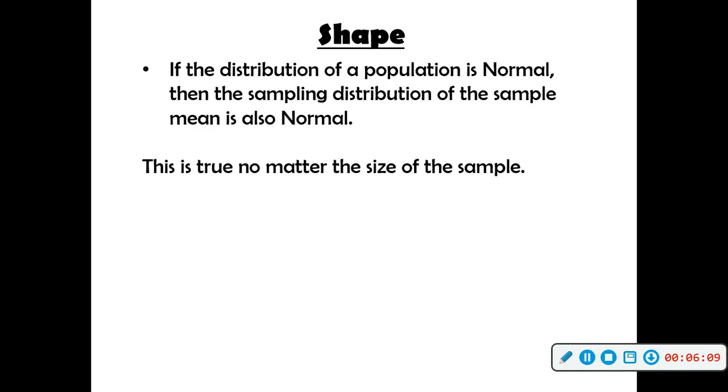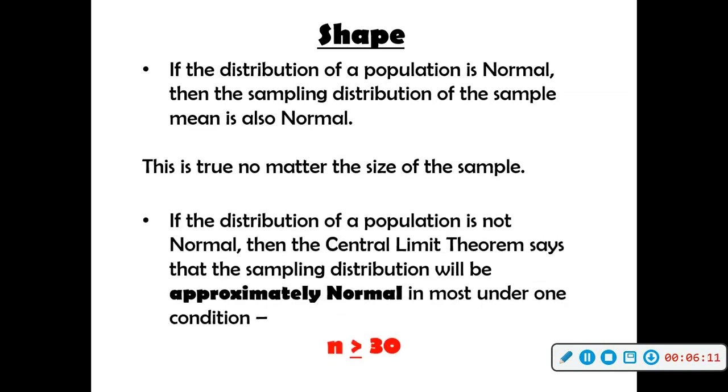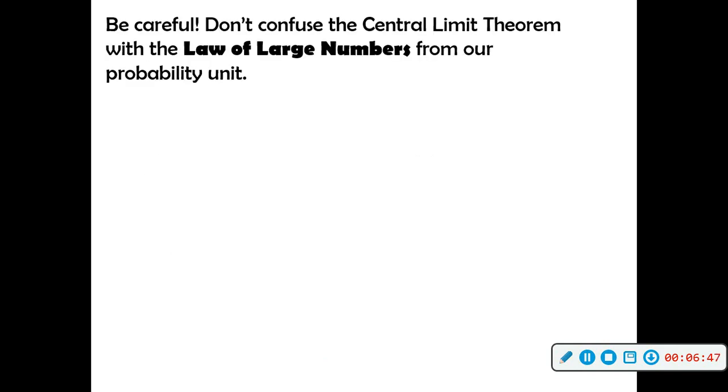However, if I have skewed data, or I don't know what the shape of the population distribution is, then as long as I take a large enough sample size, the sampling distribution will still be approximately normal. Notice that I put approximately normal. It's not going to be perfectly normal. Now, where's that cutoff? Well, we say as long as our sample size is greater than or equal to 30, no matter how skewed our population distribution is, the sampling distribution will still be approximately normal. Okay? This is not to be confused with our law of large numbers from Unit 4.